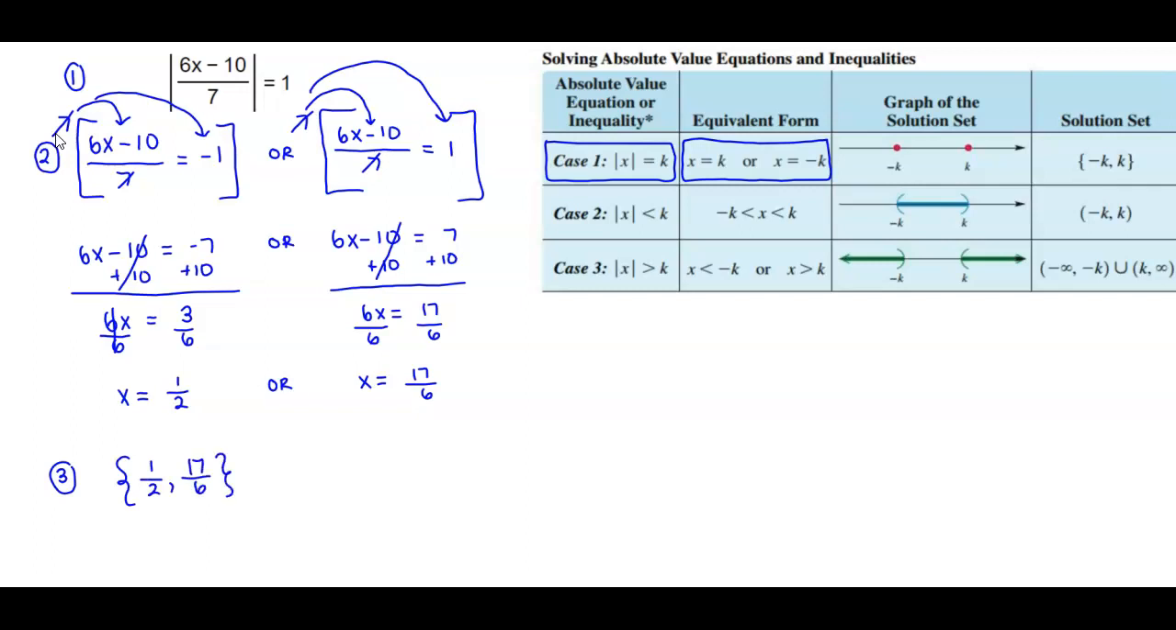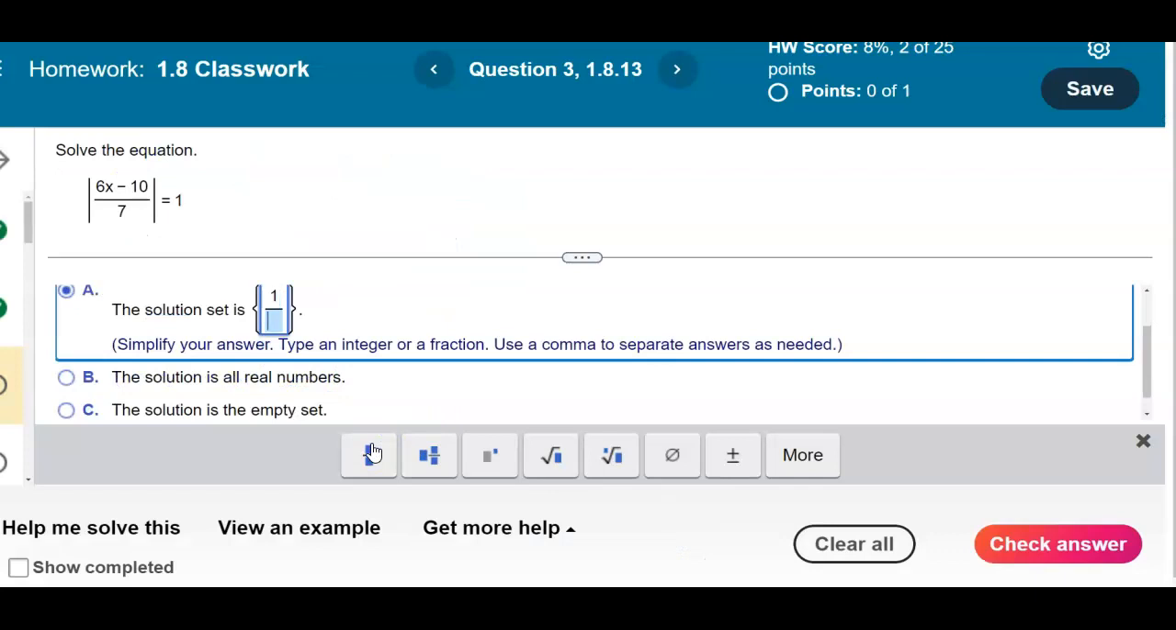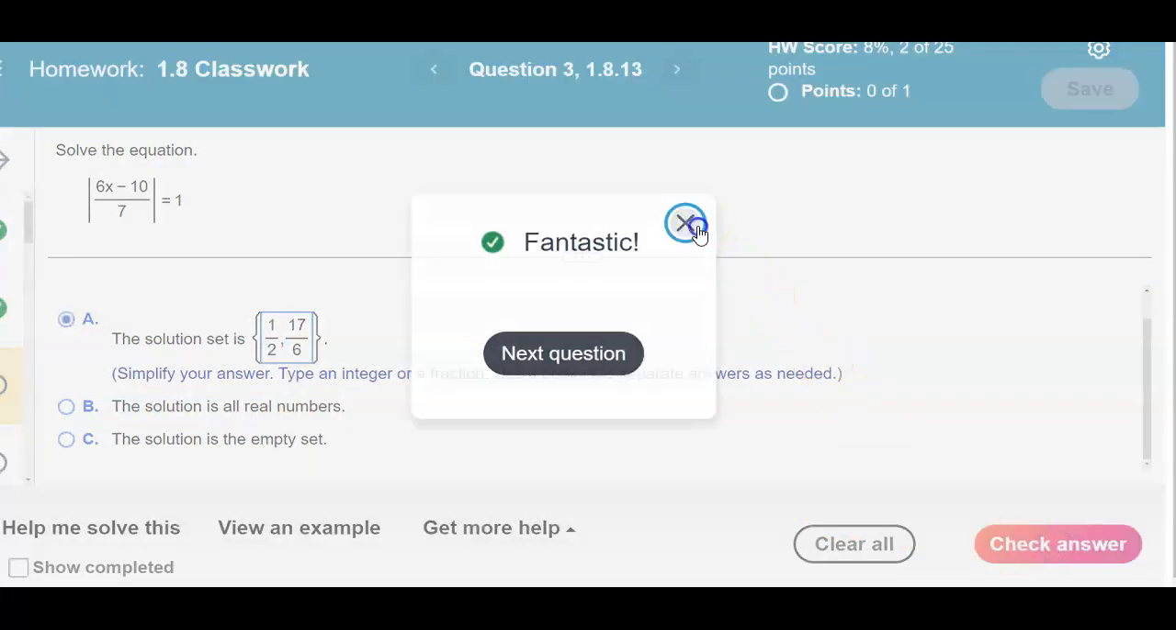Let's go ahead and plug those in to see if our answers are correct. So 1/2 and 17 over 6. So here we have 1 over 2, and then 17 over 6. Check our answer, and there is our result.